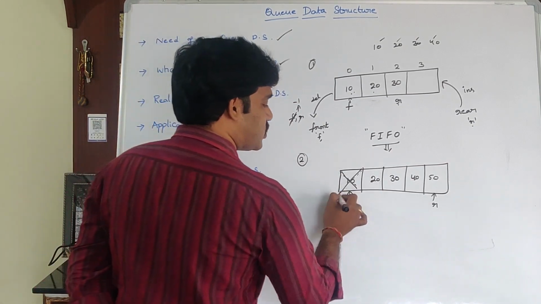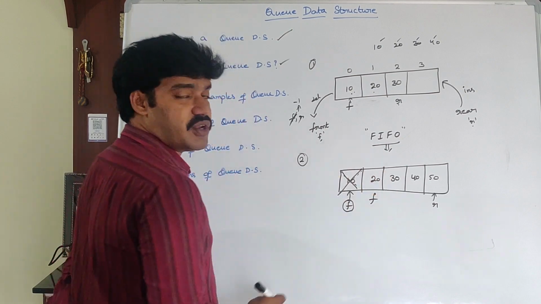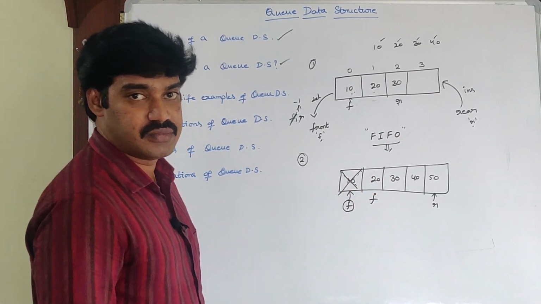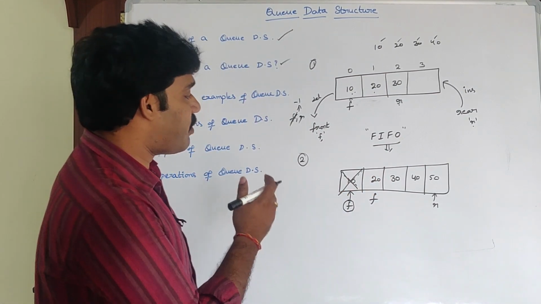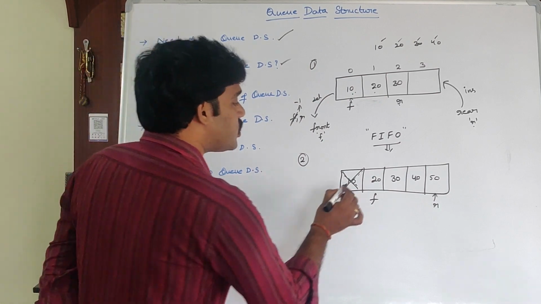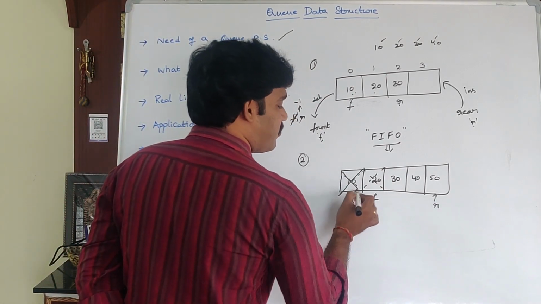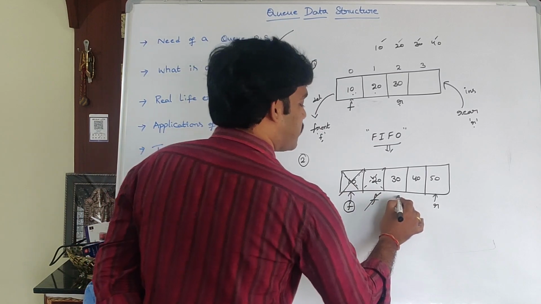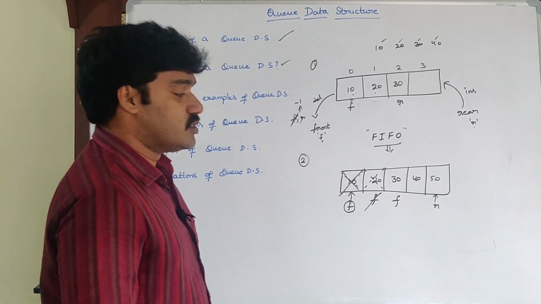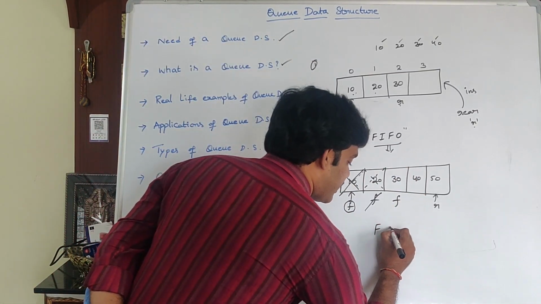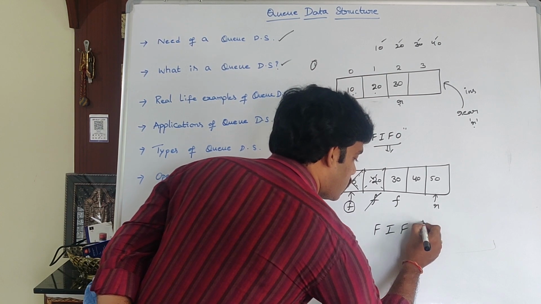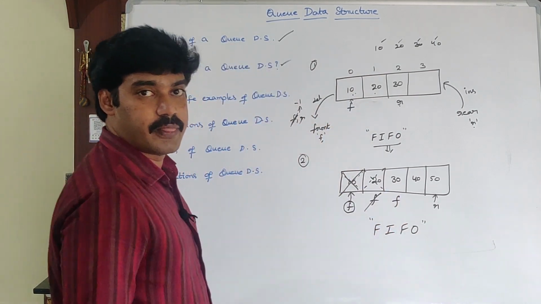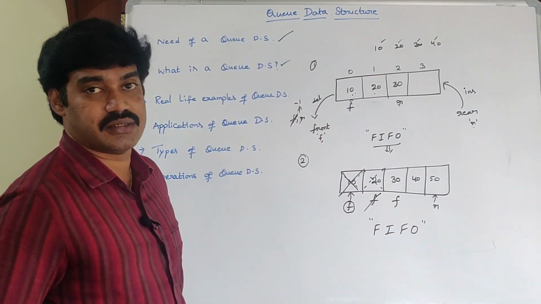Next, after deleting this one, front points to the 20. Why? Because that is my first element. Next, which element is to be deleted among 20, 30, 40 and 50? 20 is to be deleted. That is my first element. Next, front pointer points to 30. So this kind of organizing the data is known as first in first out organization. That is the queue data structure.